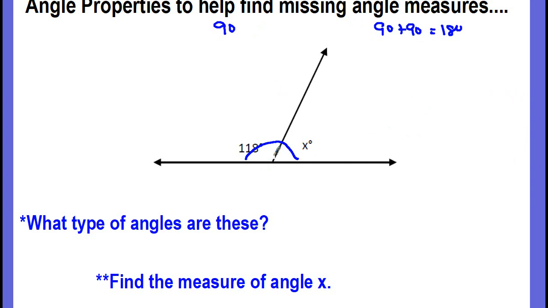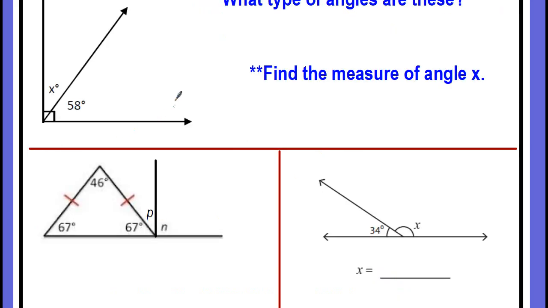But coming back to our example here, they are supplementary, which means they measure 180 degrees. So we can find the measure of angle X by subtracting that 118 degrees from 180. And we get 62 degrees. What type of angles are these? Well, you can see they make a right angle, so they are complementary, meaning it measures 90 degrees. Their sum measures 90 degrees. And we can find the measure of angle X by subtracting the 58 from 90. And we get 32 degrees.